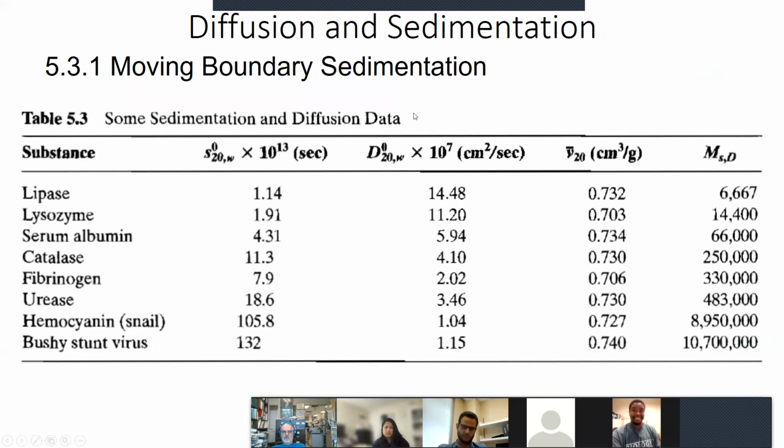So this is a summary of a series of systems, including bushy stunt virus and hemocyanin and all these other proteins, showing you sedimentation coefficients. Notice they're extrapolated to 0 concentration, and they're corrected to 20 degrees in water. So the viscosity of water and the density of water, etc. The diffusion coefficient, the V bar. Okay, notice the bushy stunt virus, they're claiming it's about a 0.74. I think when we were calculating this, it came out to something else, but we were making some assumptions about the V bar of the protein. We didn't actually calculate it.